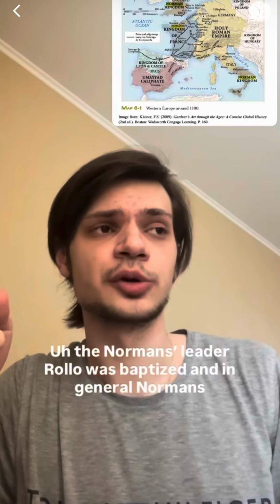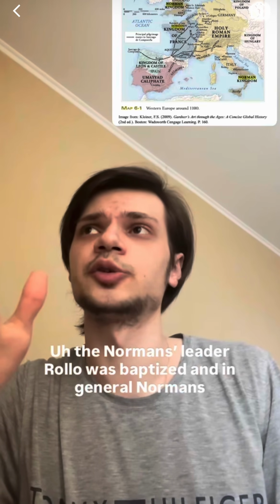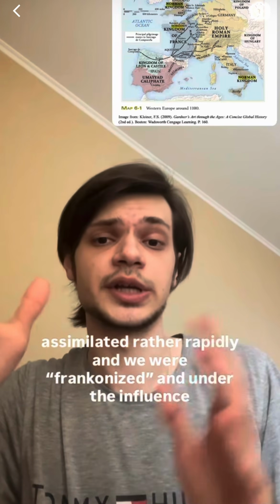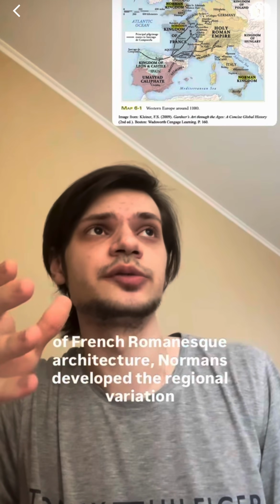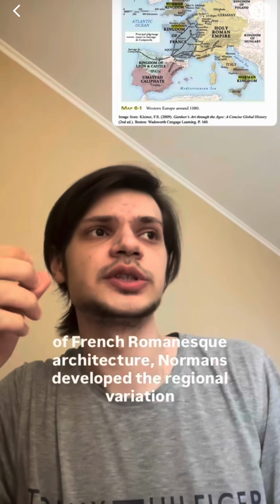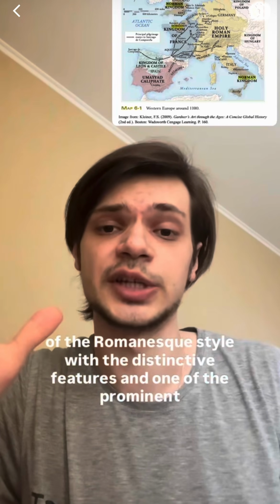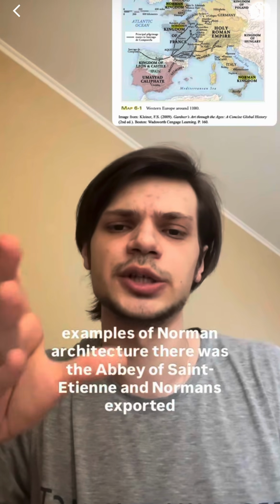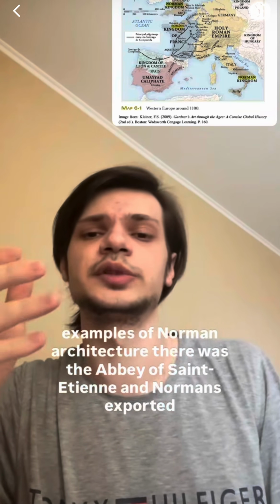The Normans' leaders were baptized, and in general, Normans assimilated rather rapidly and were Francized. And under the influence of French Romanesque architecture, Normans developed the regional variation of the Romanesque style with distinctive features. And one of the prominent examples of Norman architecture there was the Abbey of Saint-Étienne.